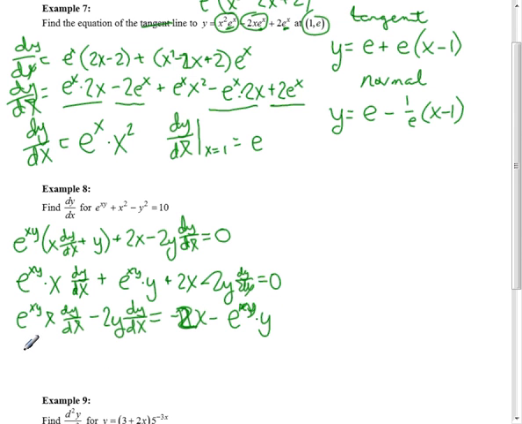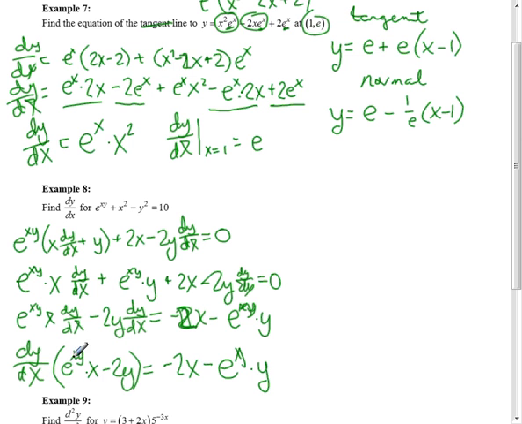Okay, I have two more steps here. Dy dx. Factor that out of those terms. E to the xy times x minus 2y equals, and we still have this side over here, negative 2x minus e to the xy times y.